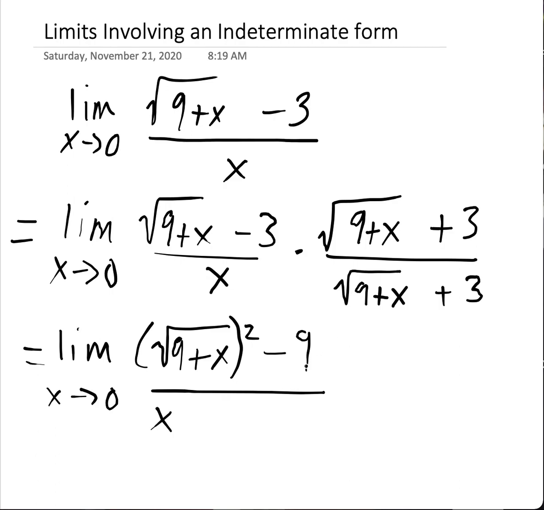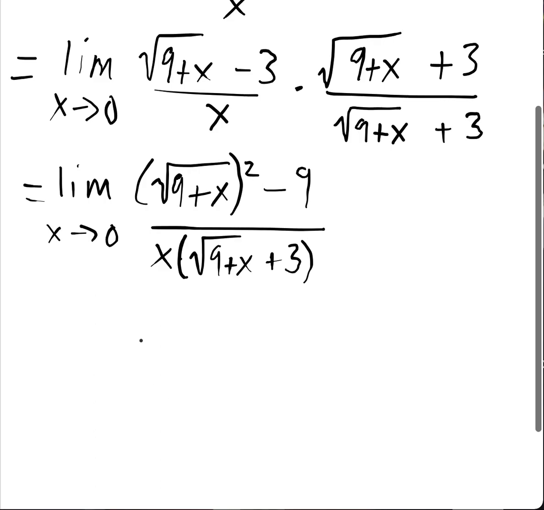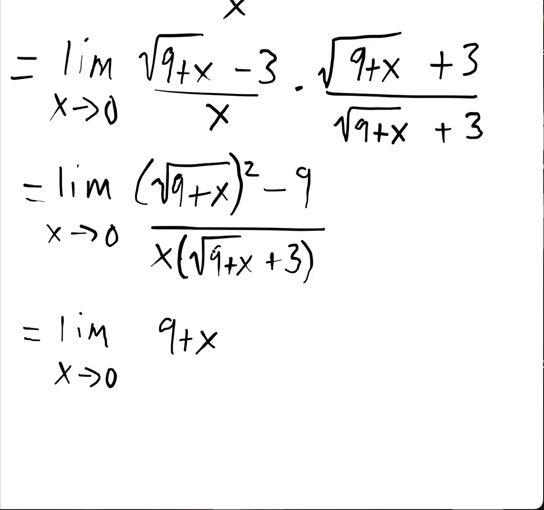X times root 9 plus x, I'm just going to write the whole denominator inside brackets because I don't really need to expand on this. Next thing I'm going to do is I'm going to clean up the numerator a little. Root squared means that we are just left with what's beneath the root. Again, this is why we did this, is to clean up this particular spot.